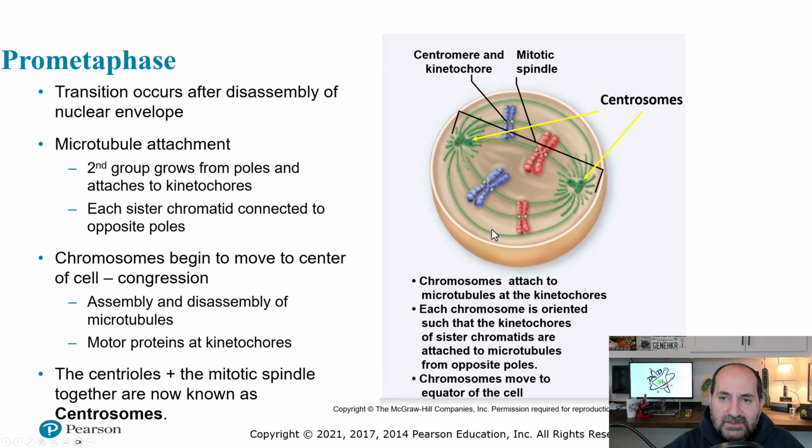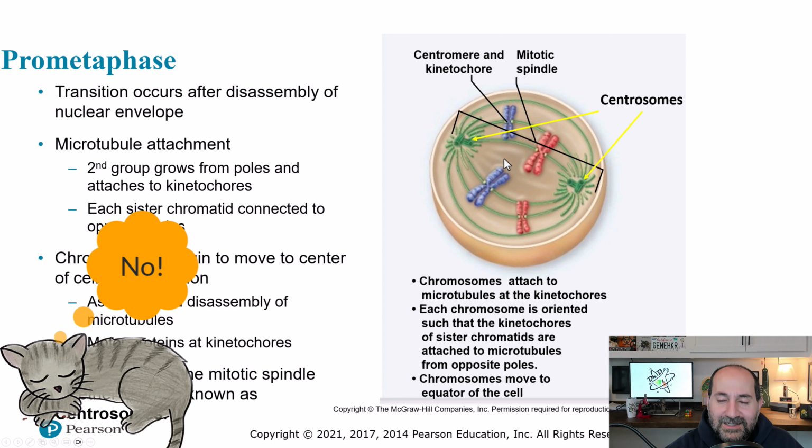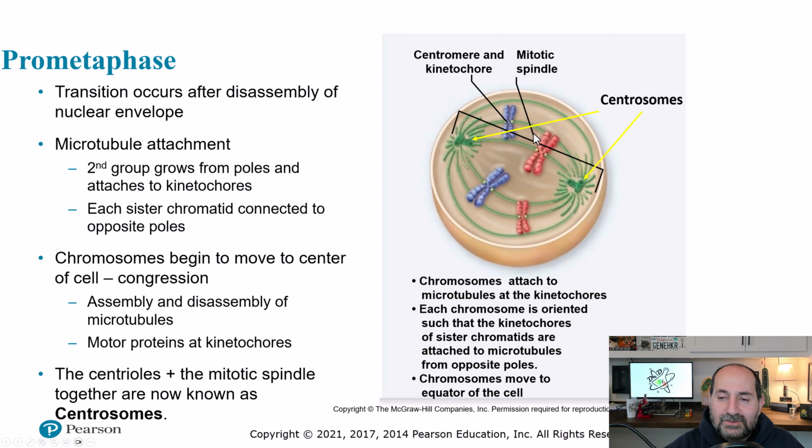Are the sisters at the center of the cell yet? That's right, Wicket. Not yet, but they try to make their way to the center of the cell.